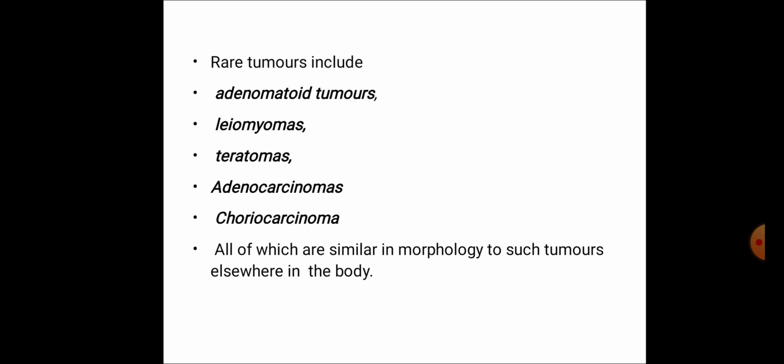The other rare tumors include adenomatoid tumors, leiomyomas, teratomas, adenocarcinomas, choriocarcinoma, all of which are similar in morphology to such tumors elsewhere in the body.